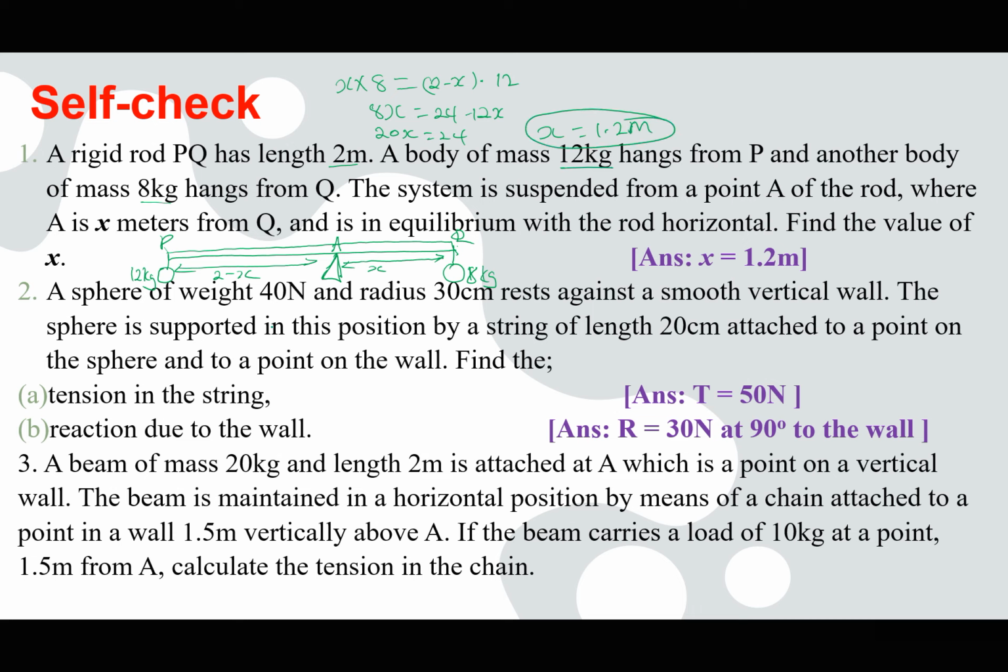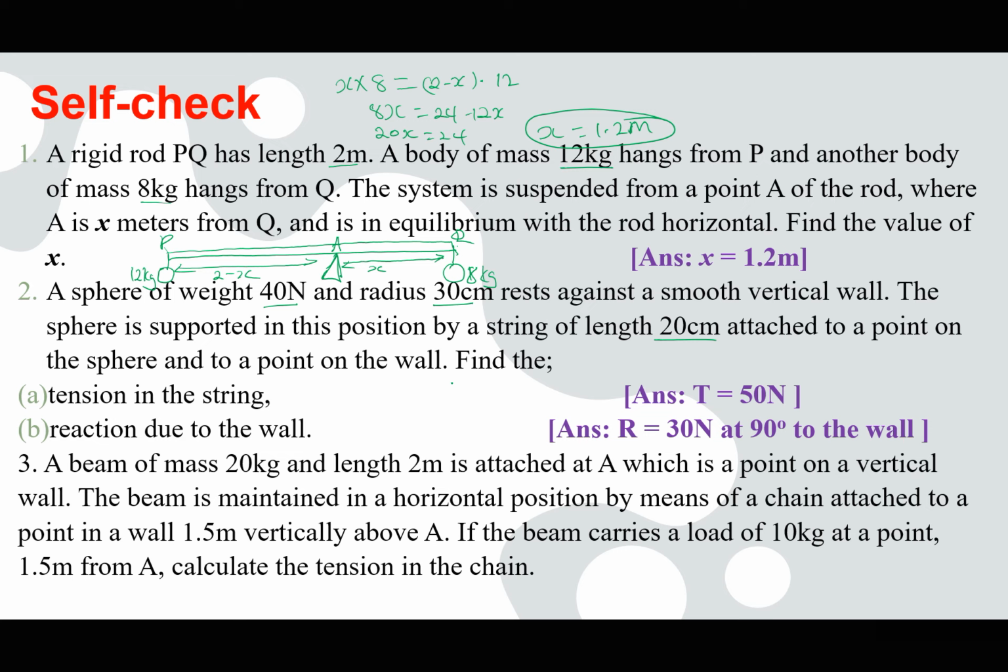A sphere of weight 40 newtons and radius 30 centimeters rests against a smooth vertical wall. The sphere is supported in this position by a string of length 20 centimeters attached to a point on the sphere and to a point on the wall. Find the tension in the string and the reaction at the wall.